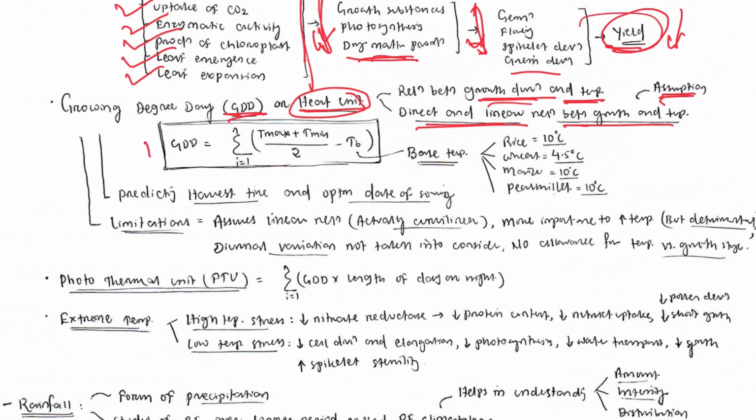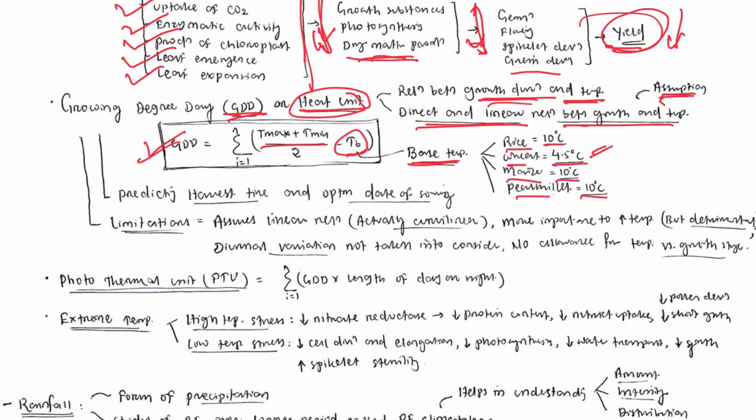Now growing degree day is equal to the summation of (T max plus T min) divided by 2, that is T mean temperature, minus base temperature. Base temperature we have also already discussed, below which there will be no growth. For rice it is 10 degrees Celsius, for wheat it is 4.5 degrees Celsius, for maize it is 10 degrees, and pearl millet it is 10 degrees.